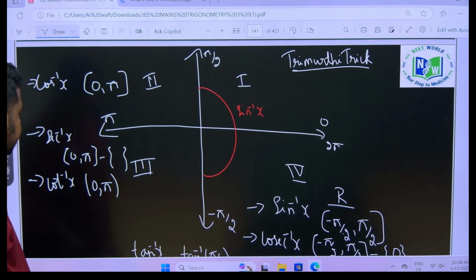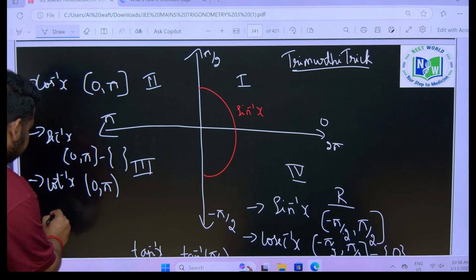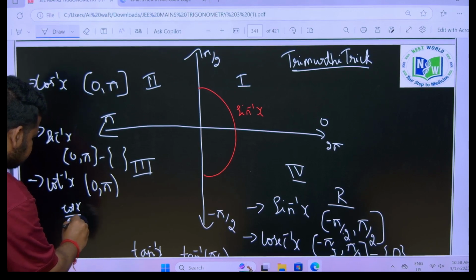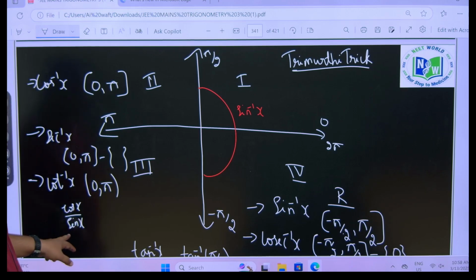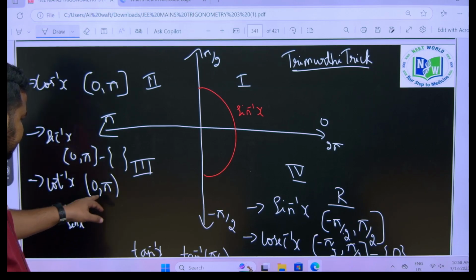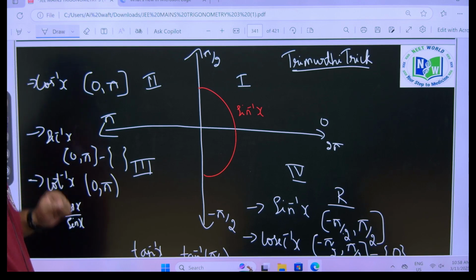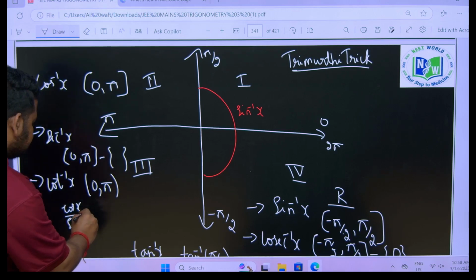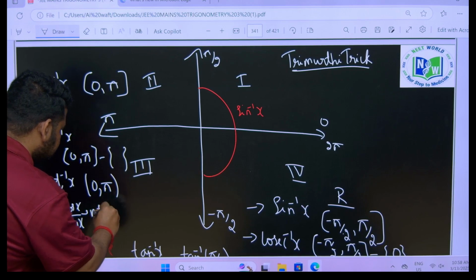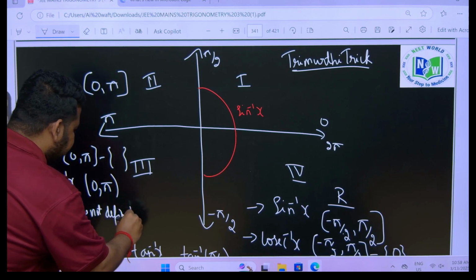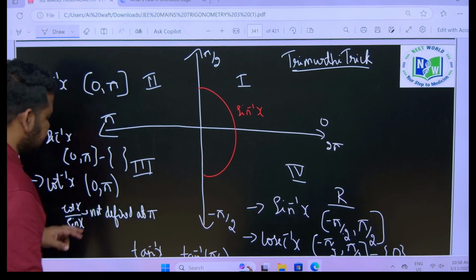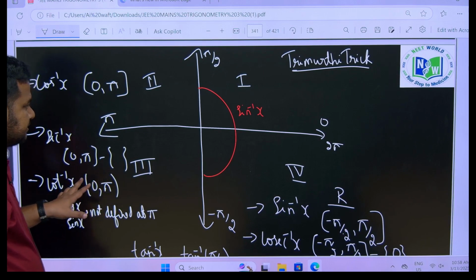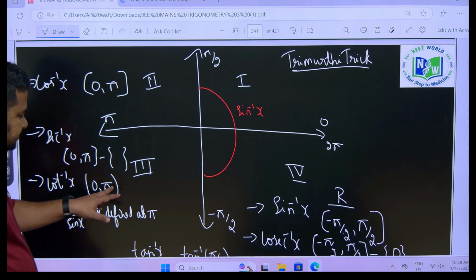Why? I'll tell you. Suppose I write cot x as cos x by sin x. If I include sin pi, what will happen? Sin pi is 0. So this will become not defined at pi. That is why we are taking 0 comma pi, but both are not included, that is, this is an open interval.